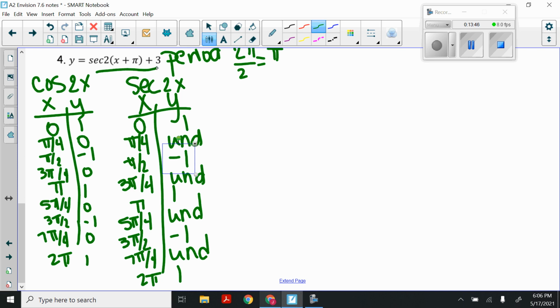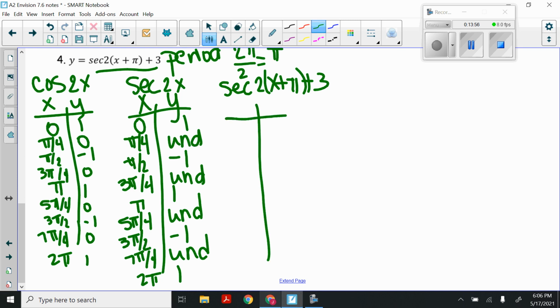So now we're going to do the transformations. So now if I do the secant of 2 parentheses x plus pi, all of that plus 3, make an xy table for that. So x minus pi, y plus 3. 0 minus pi, negative pi is where I'm starting at. Pi over 4 minus pi puts me at negative 3 pi over 4. Pi over 2 minus pi puts me at negative pi over 2. 3 pi over 4 minus pi puts me at negative pi over 4. Pi minus pi puts me at 0. 5 pi over 4 minus pi puts me at pi over 4.